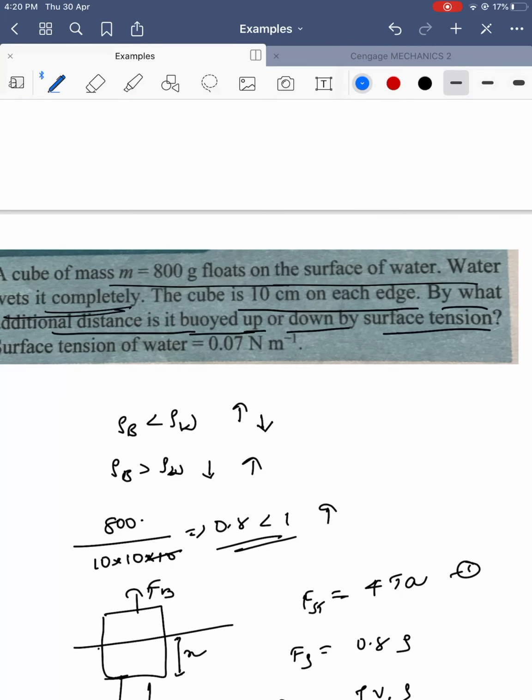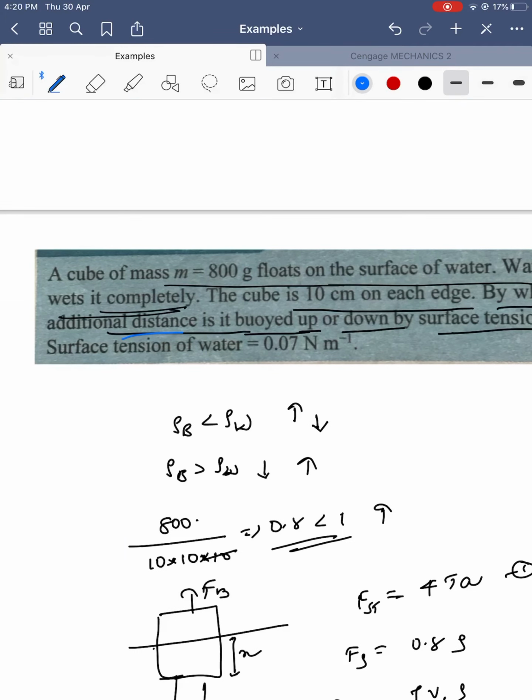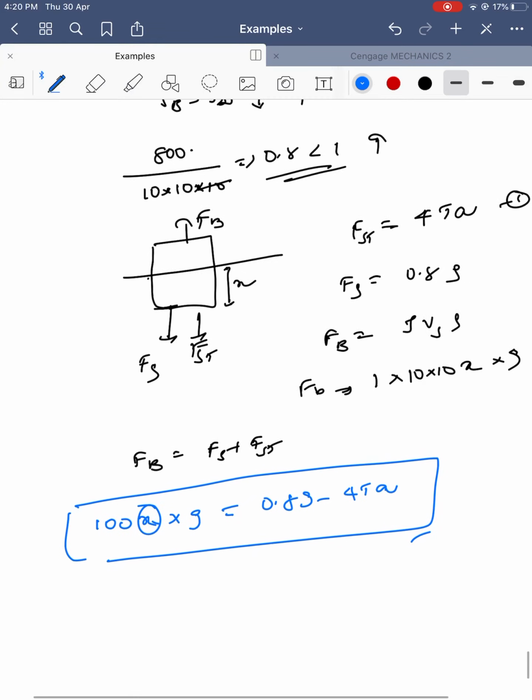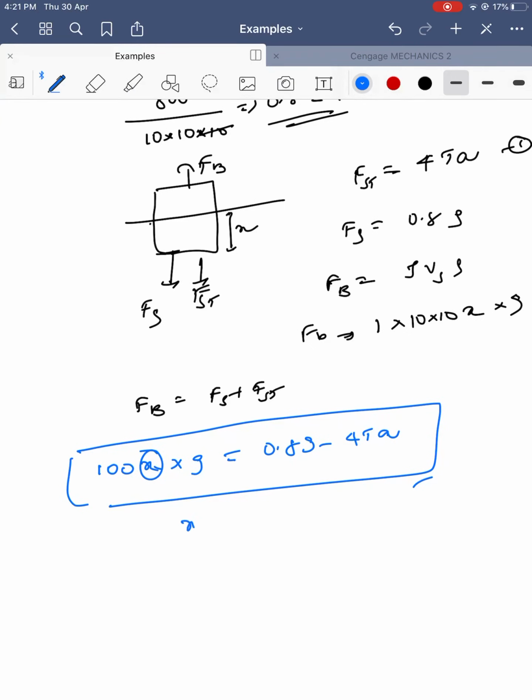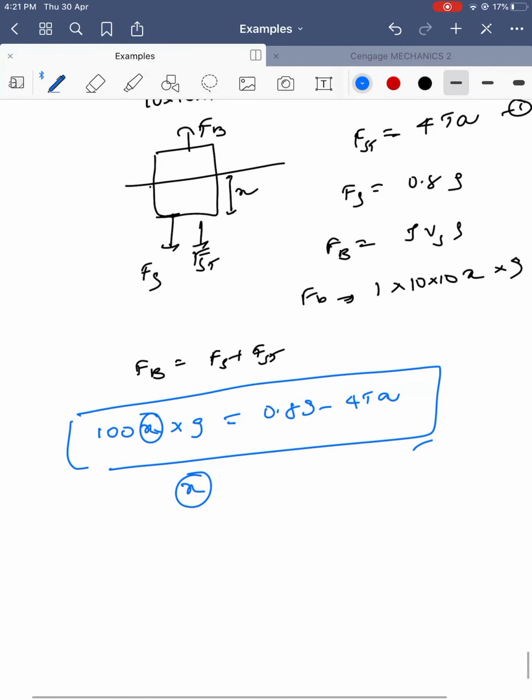He is asking only how much additional displacement there is because of surface tension. Additional means more than what was actually supposed to happen. It was supposed to submerge some distance, but because of surface tension it has submerged some more. Get the X value from here. If there were no surface tension, what would have happened? Fb would be equal to Fg.